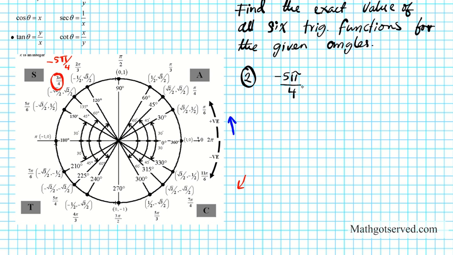Okay? Another way to do it is we can change this to degrees to make the measure much easier to see. If I want to change this to degrees, what I'll do is I'll multiply it by 180 over pi, right? And then the pi divides out. 4 goes into 180 45 times. And then 5 times 45 is 135.